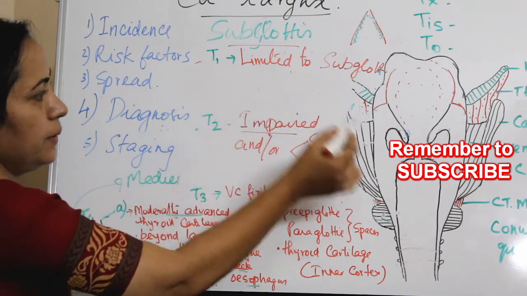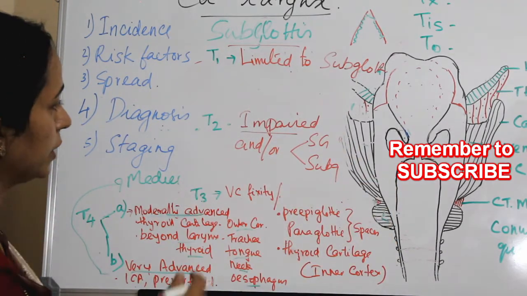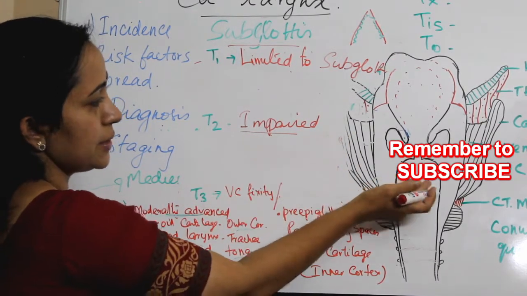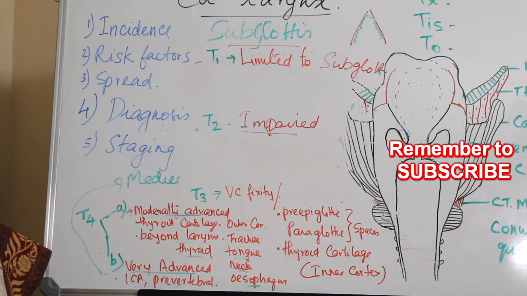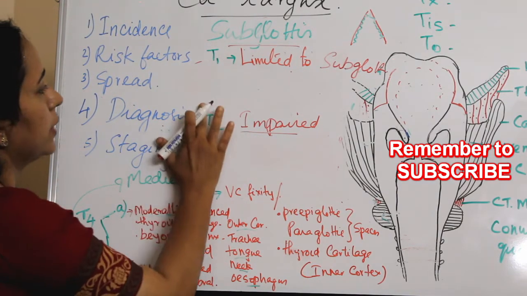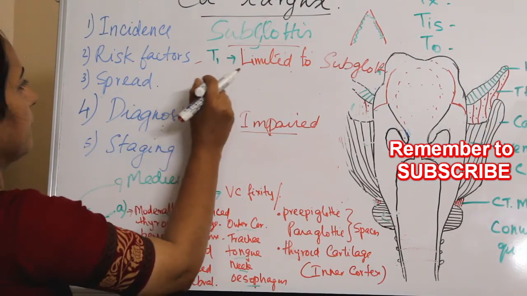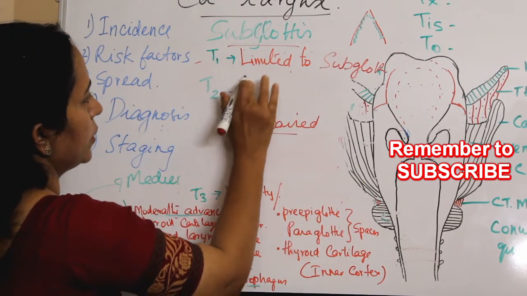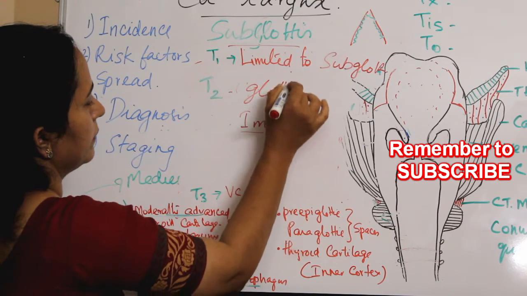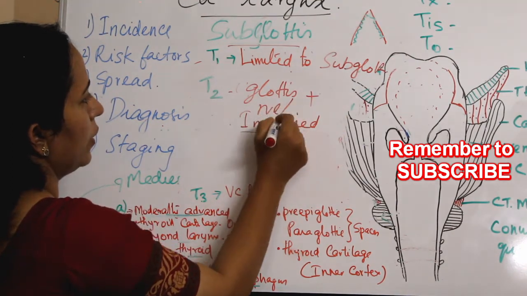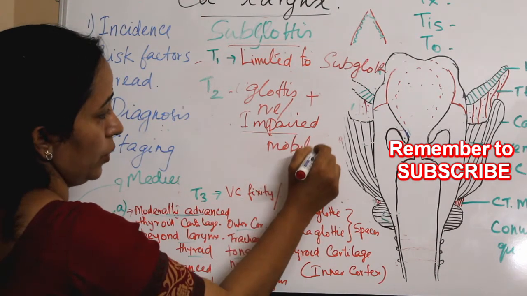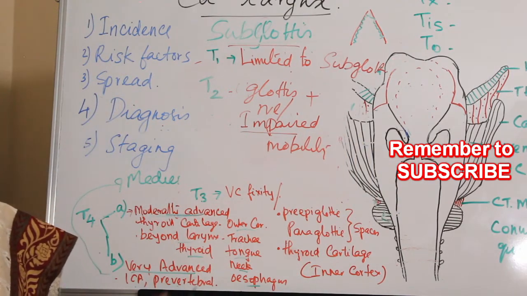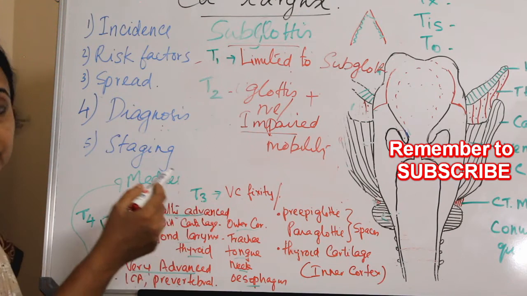For subglottis, T1 is limited to the subglottis, and T2 is extending from the subglottis to the glottis with normal or impaired mobility of the vocal cords. That is T2. That means it is extending into the glottis with normal or impaired mobility. And T3 is the same.